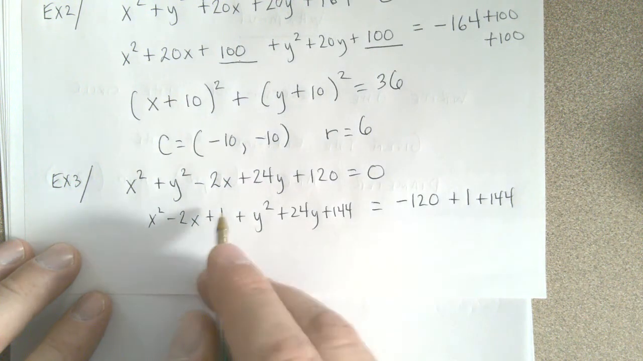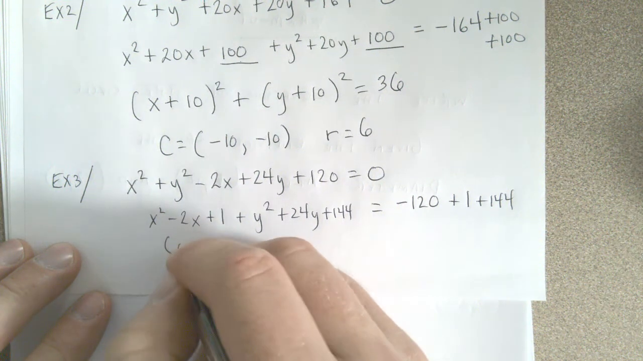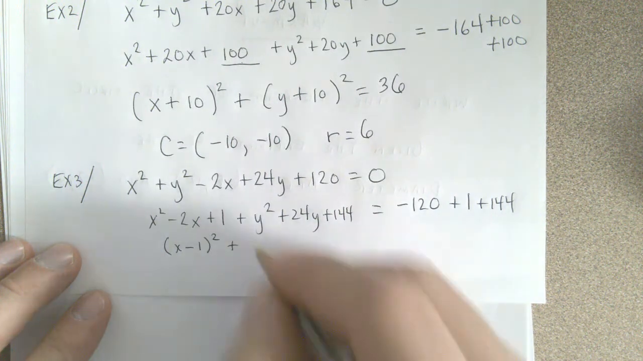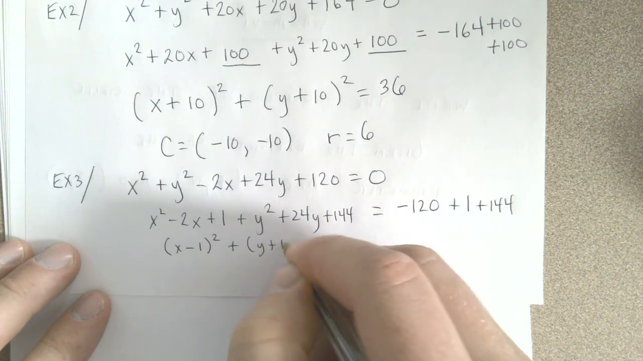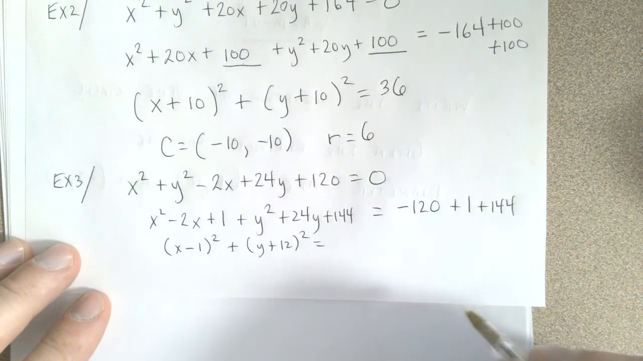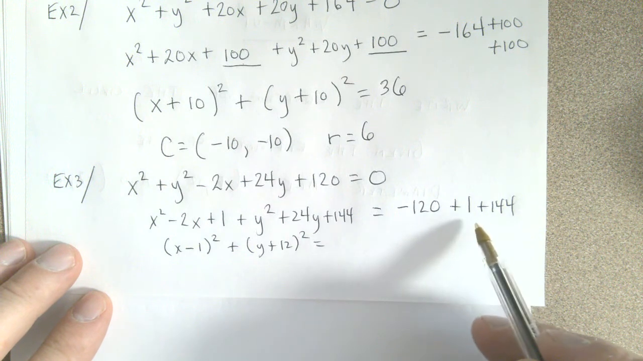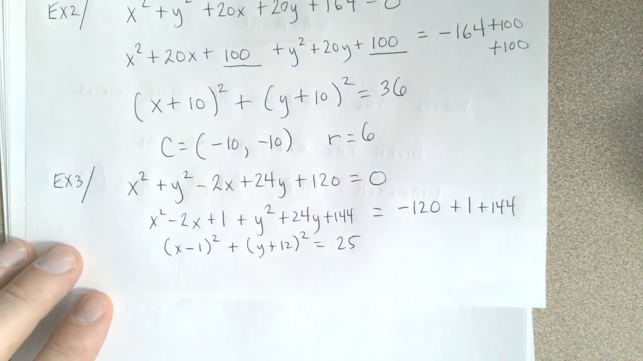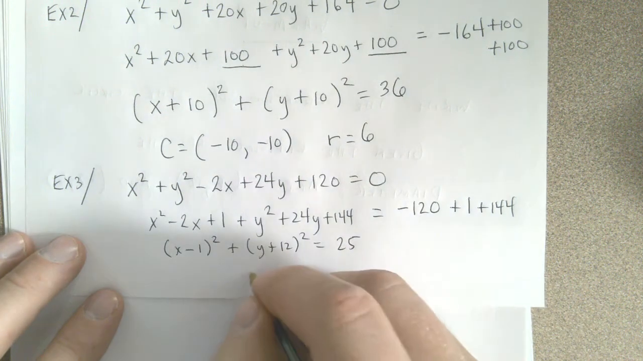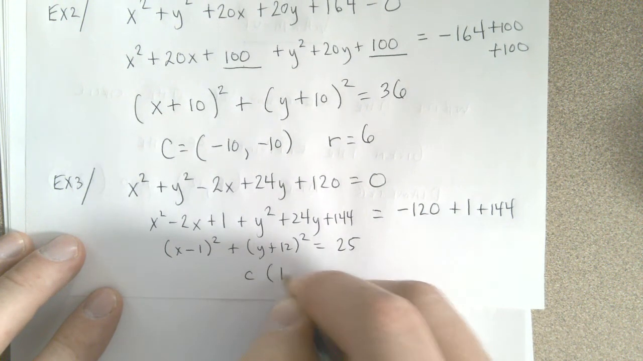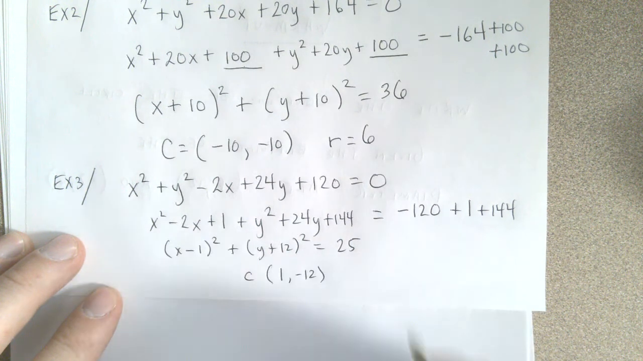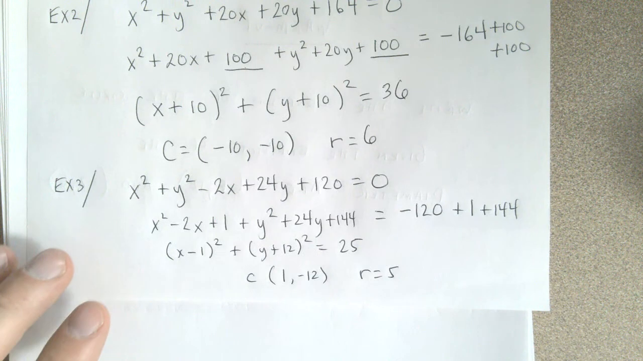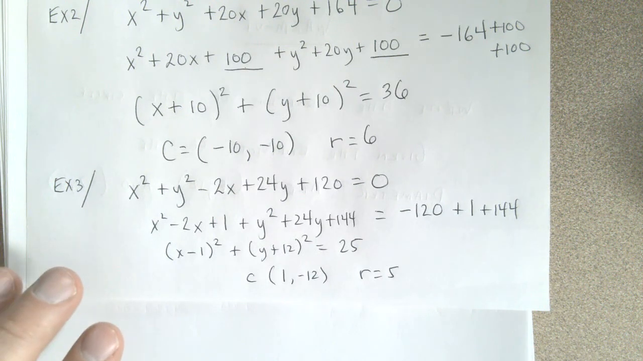I factor x squared minus 2x plus 1 gives me x minus 1 squared plus y plus 12 squared. And on the right side, we get 25. So my center would be 1, negative 12, radius of 5. Show of hands, how many of you got that?